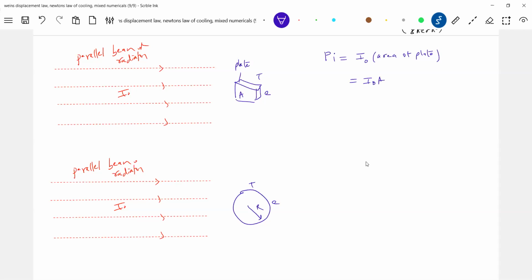Straight away, the power emitted by the plate, according to Stefan's law, should be E sigma 2A T to the power of 4. At equilibrium, what do we write? P equals P_i. So E sigma 2A T to the power of 4 equals I naught A. So T equals I naught by 2E sigma, to the power of one-fourth.